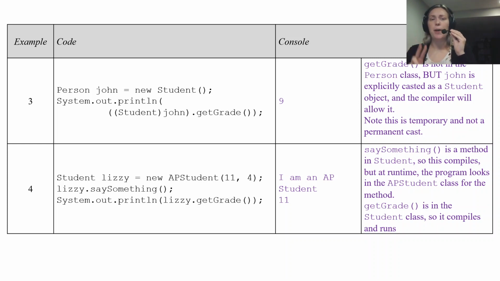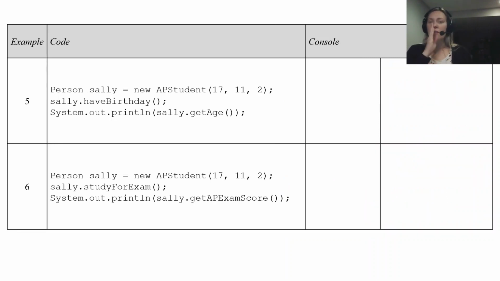We did have a 2-parameter constructor in AP student. The default age was, I think, 0, and then grade is 11, and AP exam score is 4. Good stuff happening. I think these are the last 2 examples in this section here.